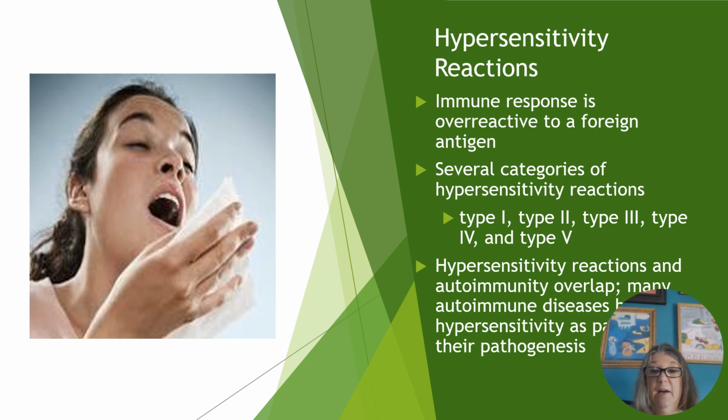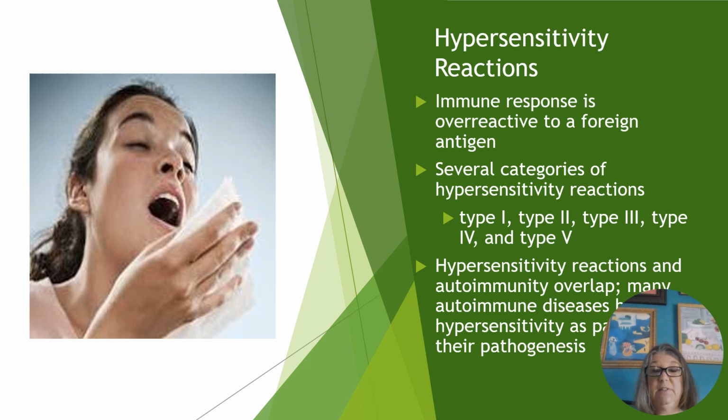So there are several categories of hypersensitivity reactions. They are divided into five types. So we have type 1, type 2, type 3, type 4, type 5. You can find these on table 19.4. These types are based on the specific mechanisms and mediators that are involved in the process, the source of the antigen, and the length of time for the reaction to occur. This chapter discusses all of these hypersensitivity reactions, but focuses on type 1 and type 4.